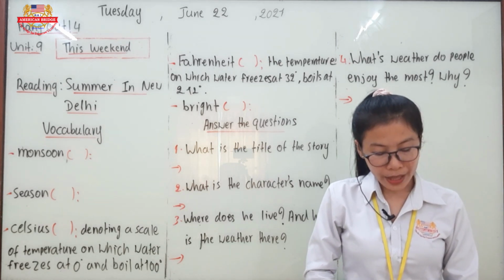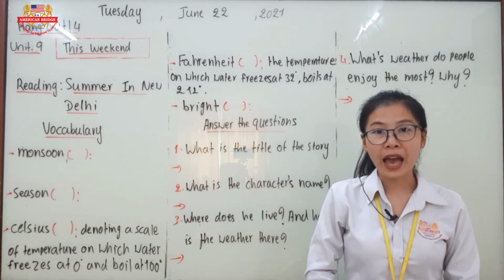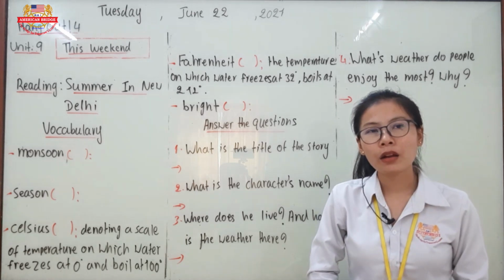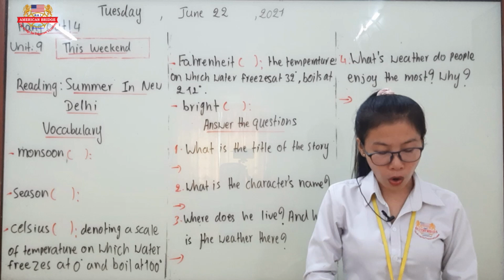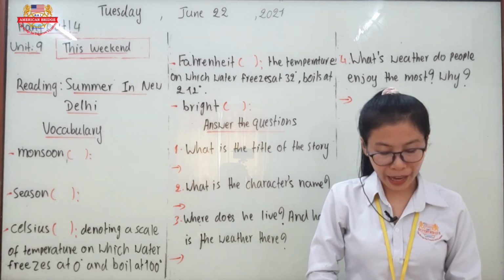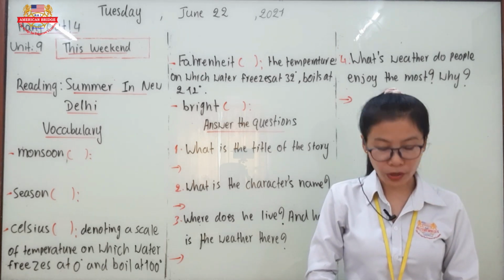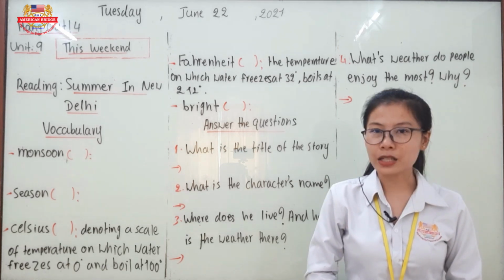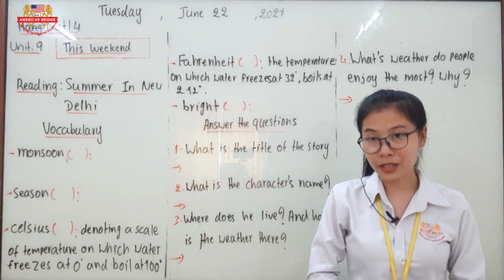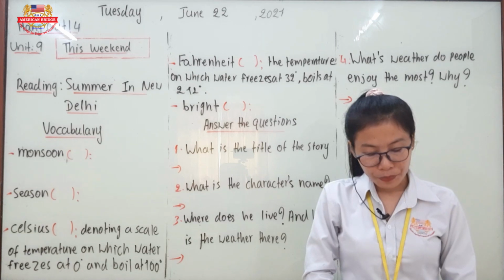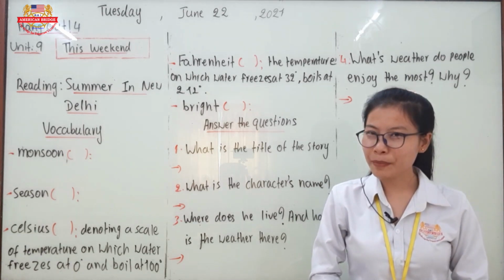So the weather is hot and wet. During that season, the weather is also hot and wet. But why is it hot and wet? Let's move on. Sometimes it gets very hot in New Delhi. The temperature can reach more than 40 degrees Celsius. In Fahrenheit, we can say 104. So it's boiling, right?